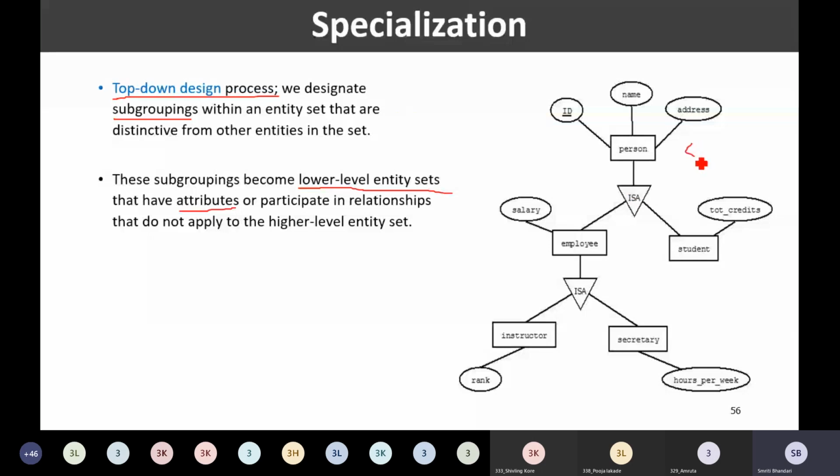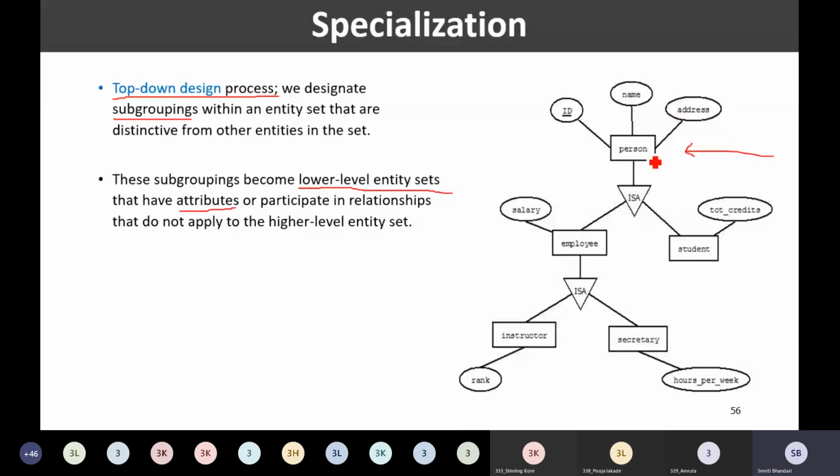Okay, so what I can do is I can have person as the generic entity set, person. So what are the attributes of this person? I may have the attribute for this person as ID, which is the primary key. So every person is having unique ID. So that is the primary key of the person entity set. The person is having name, the person is having address. So these are the common attributes that every person must have.